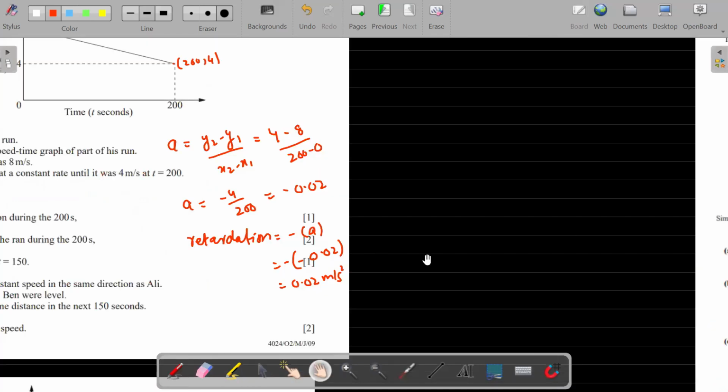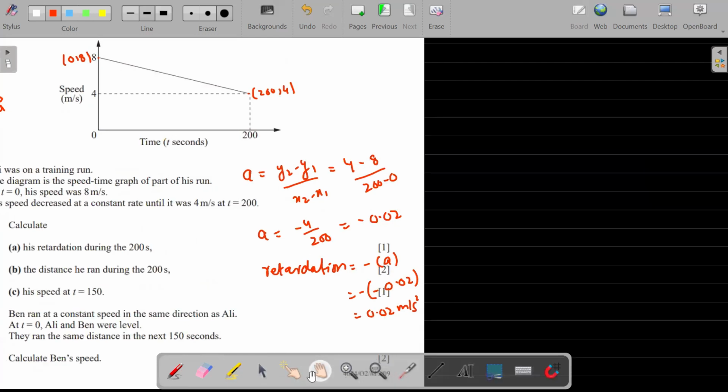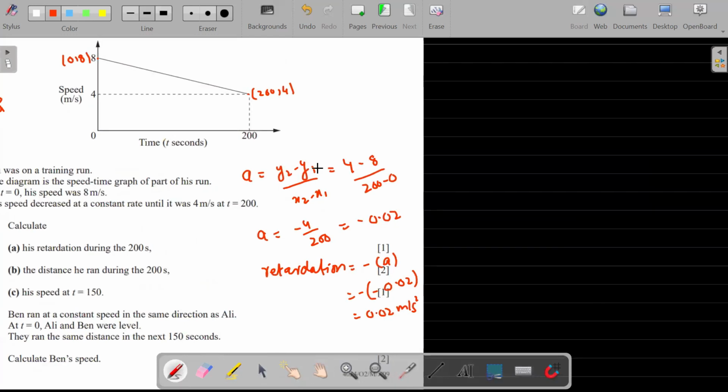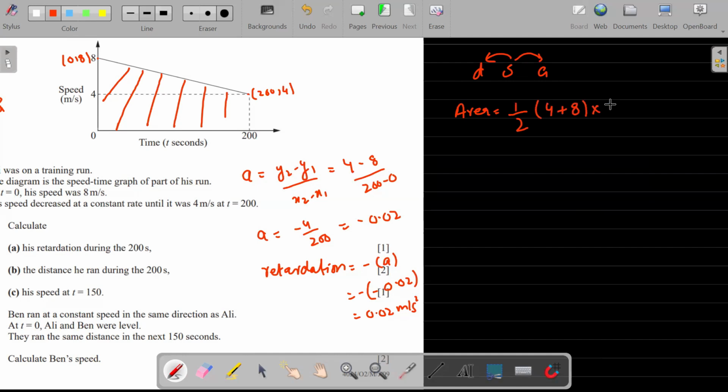All right, I'm going to calculate the distance over here. The distance he runs during 200 seconds is going to be this whole distance. The DSA rule says that if I have a speed time graph and go forward from speed to distance, I have to take the area under the curve, for this whole portion. So I'm going to use the formula for the trapezium. Area is equal to half times the sum of parallel sides, 4 plus 8, times height.